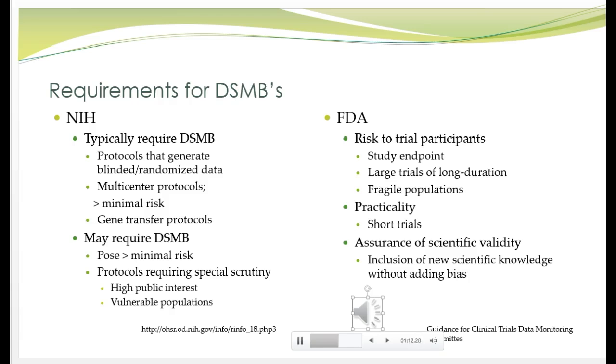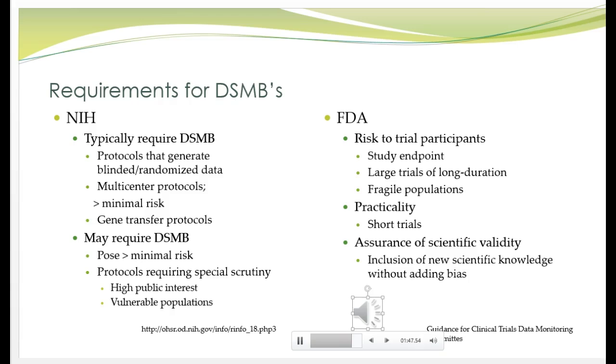When you are dealing with the FDA, what they're really looking at, their criteria for whether or not you have a DSMB, is risk to trial participants. So that could be the study endpoint. Is it death? Is it, you're talking about an oncology trial. So also trials of long duration. They want you to take a look partway through that trial so they can see what's happening as opposed to waiting towards the end. Or fragile populations. These are patients that are very sick and vulnerable. Something could go wrong within the trial, and you want to protect those individuals.